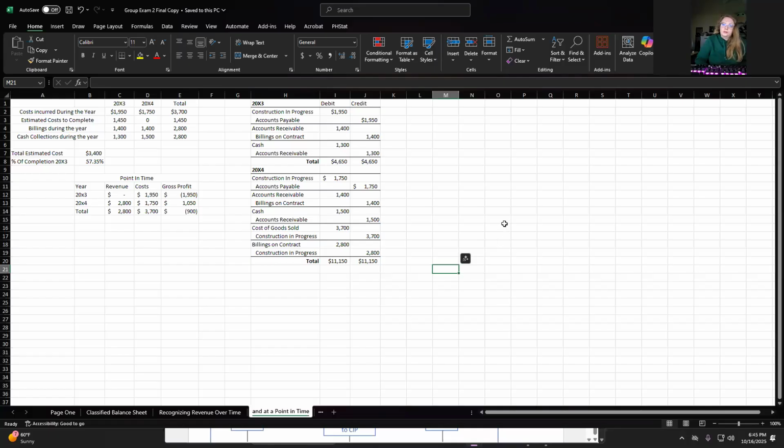Because the 2023 loss is 1950, because we're not recognizing any revenue yet. It's just the cost incurred. Mm-hmm. What's the loss you had? For at a point in time, I had a loss of 1950 because there's no revenue recognized.